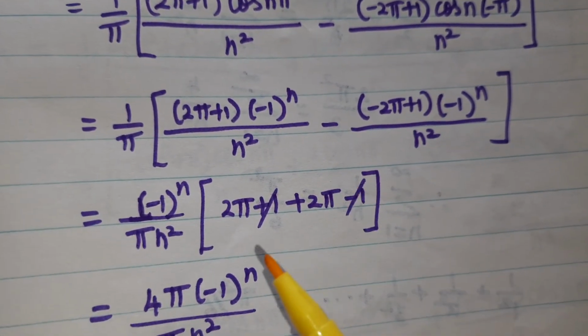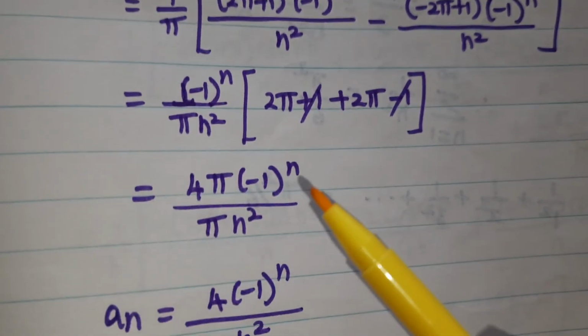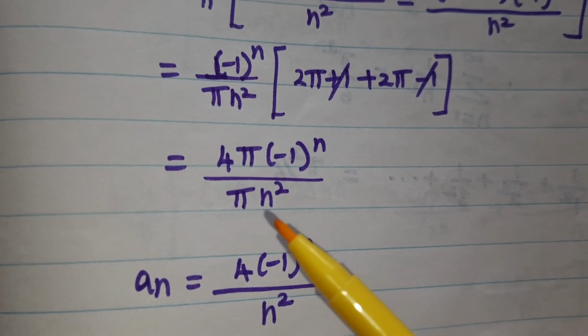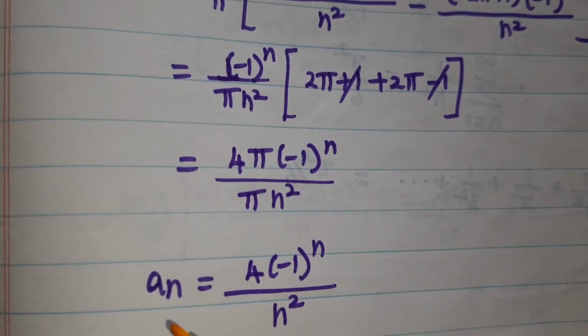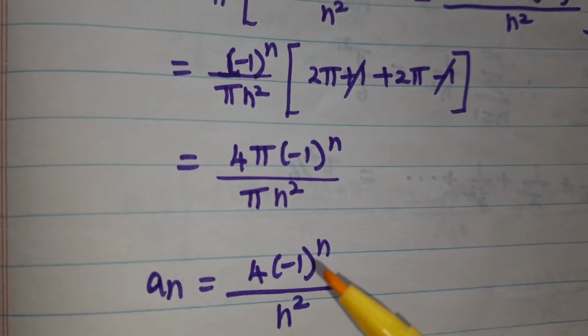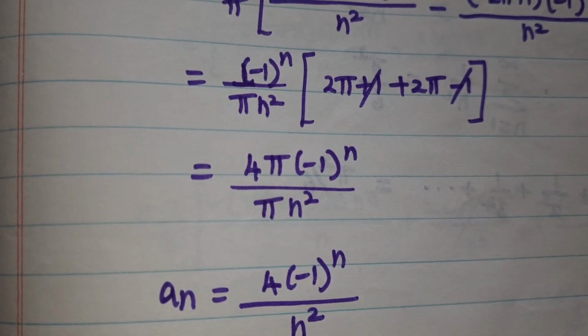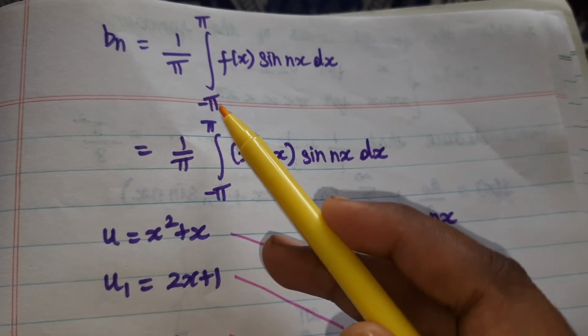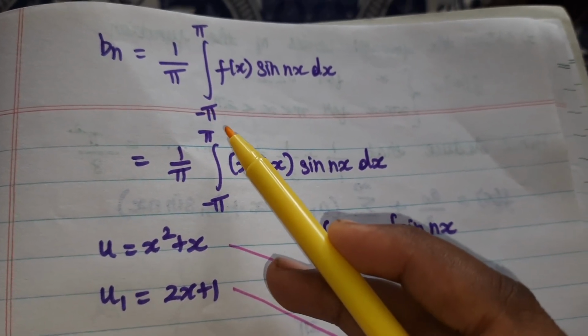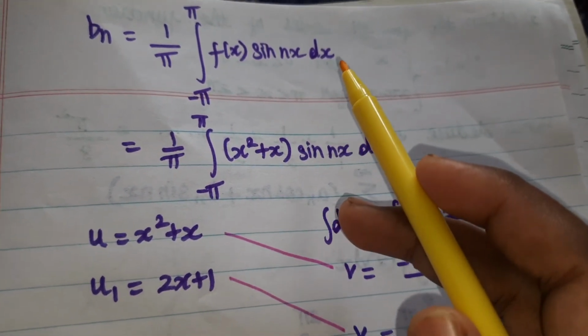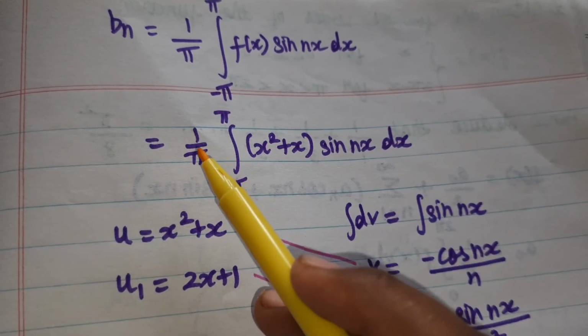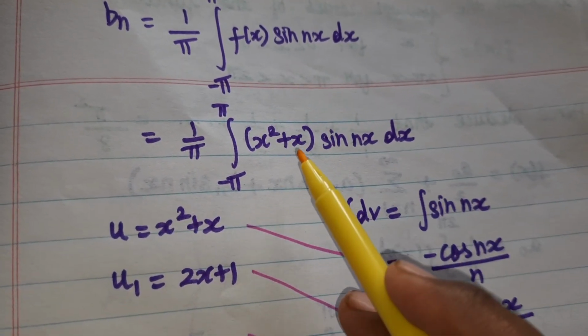So if we solve this we get 4 pi into minus 1 the whole power n divided by pi into n square. Here pi and pi get cancelled. Therefore an is equal to 4 into minus 1 the whole power n divided by n square. Next bn is equal to 1 by pi into the integral of minus pi to pi f of x into sin nx dx. Here f of x is x square plus x.